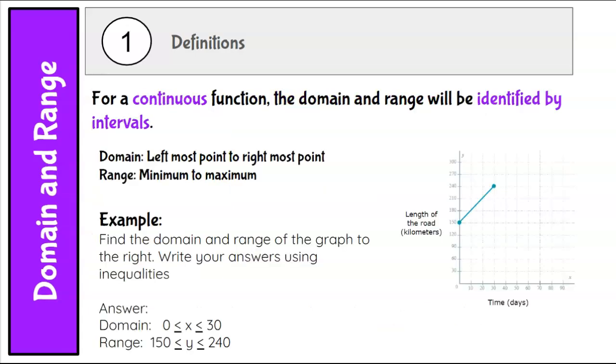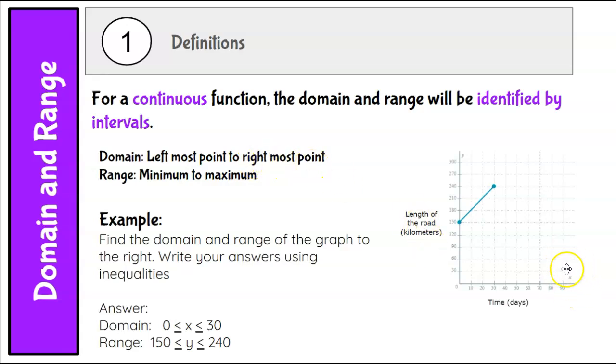For a continuous function, it's a little bit different. The domain and range will be identified by intervals. Over here we have a continuous function. It's not just separate dots. Everything between these two dots is going to be in the domain and the range. So the domain is the leftmost point to the rightmost point.